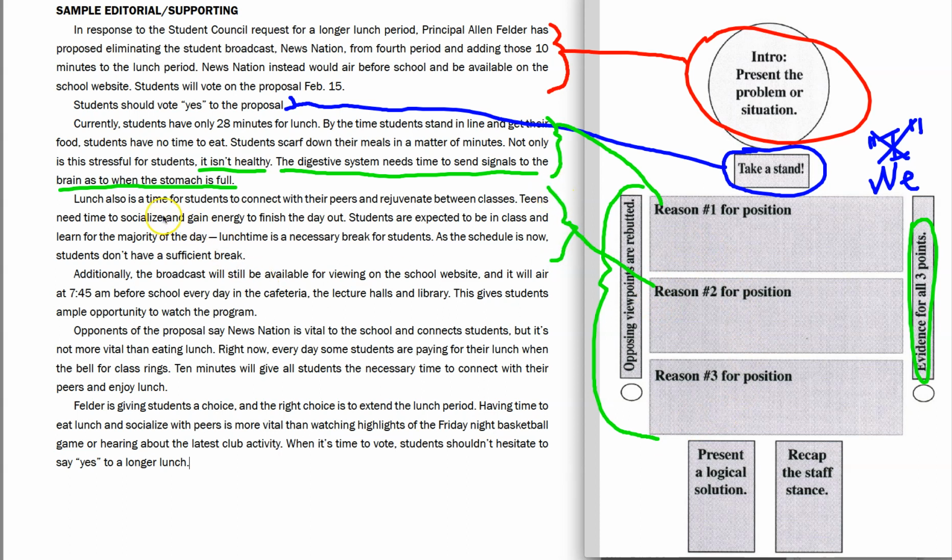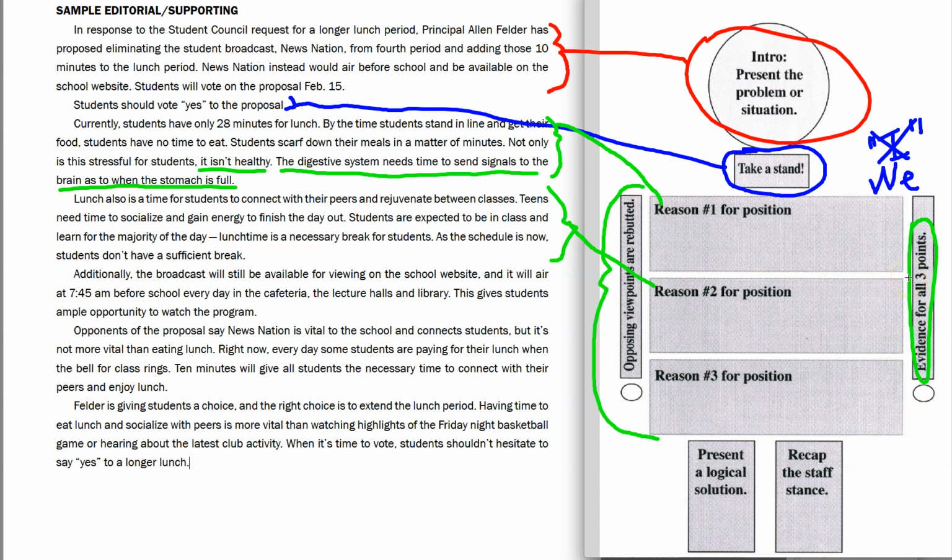Okay, reason number 2. Lunch also is a time for students to connect with their peers and rejuvenate between classes. Teens need time to socialize and gain energy to finish the day out. Students are expected to be in class and learn the majority of the day. Lunchtime is a necessary break for students. As the schedule is now, students don't have a sufficient break. So you've got your position and you've got evidence.